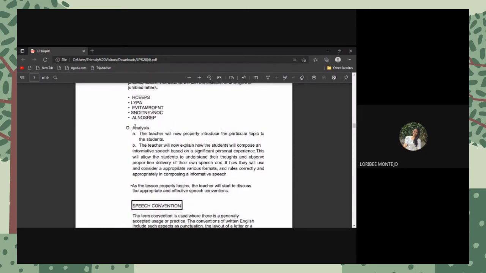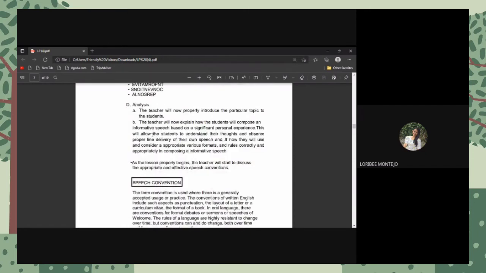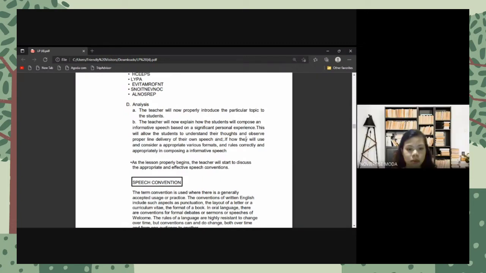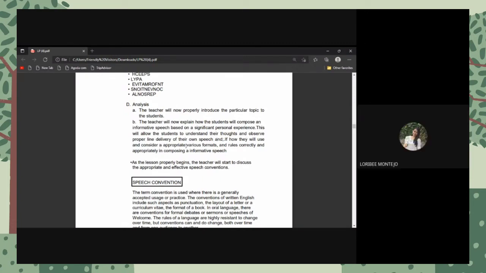Okay, so now let's proceed to our analysis. In the analysis, the teacher will now properly introduce the particular topic to the students. The teacher will now explain how the students will compose an informative speech based on significant personal experiences. This will allow the students to understand their thoughts and observe proper line delivery of their own speeches, and how they will consider and use various formats and rules correctly and appropriately in composing an informative speech.